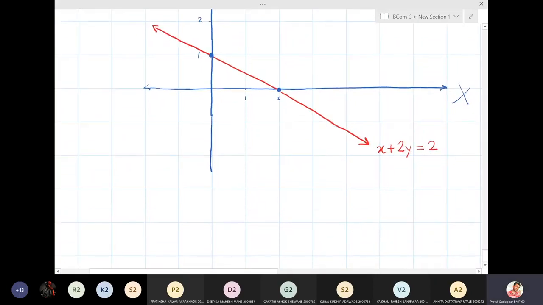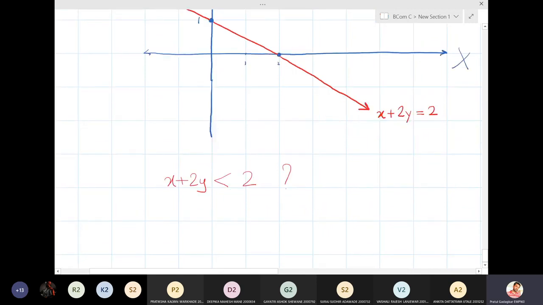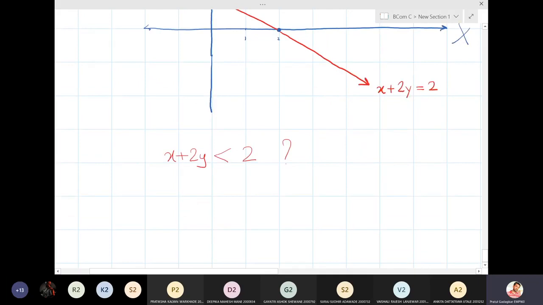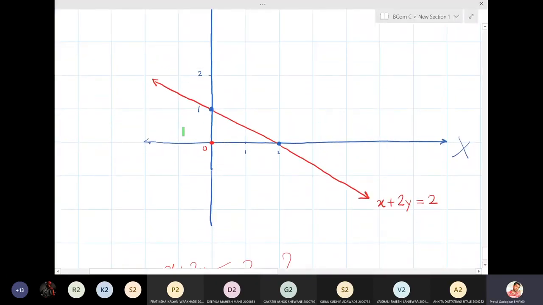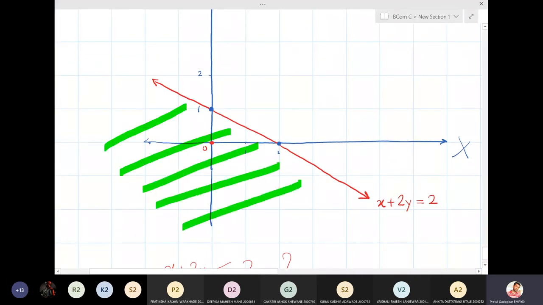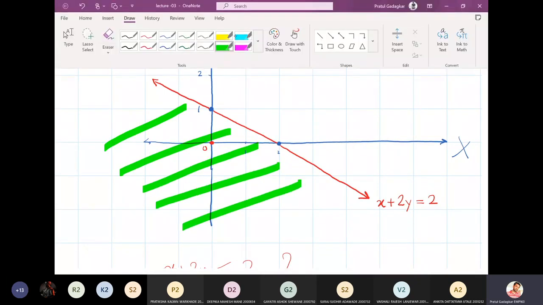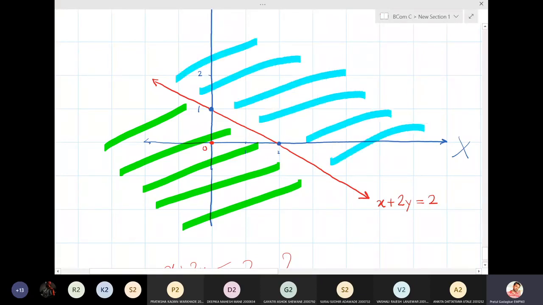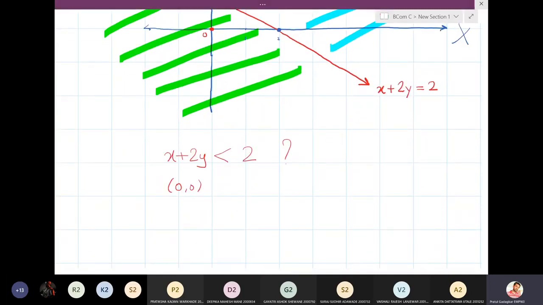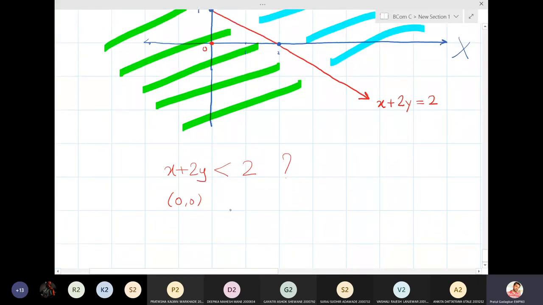Again a question comes, what is x plus 2y less than 2? So take 0, 0. Here you have 0, 0. This line has divided my entire plane into two parts. One is the green part and the other part is the blue part. Which is correct now? That we have to just look. How will I look? I will put 0, 0. 0, 0 is in which part? 0, 0 is in the green part.